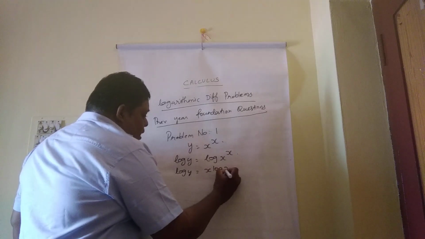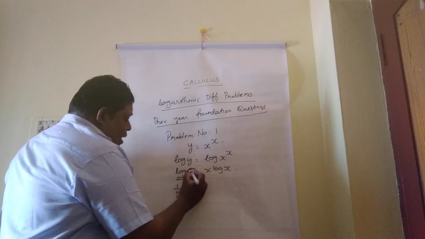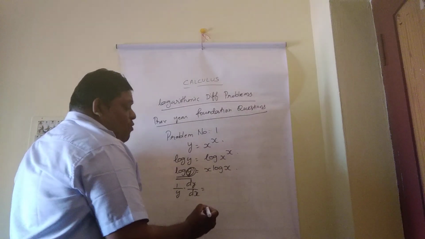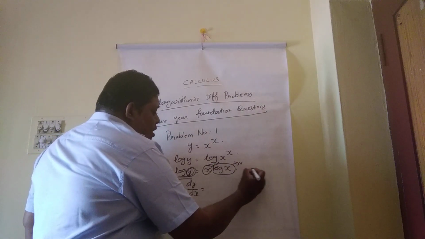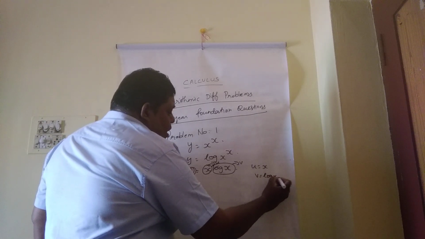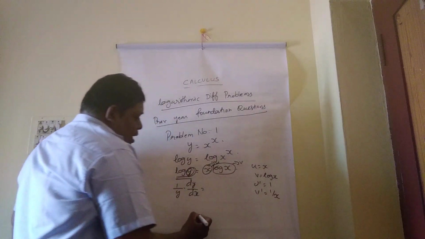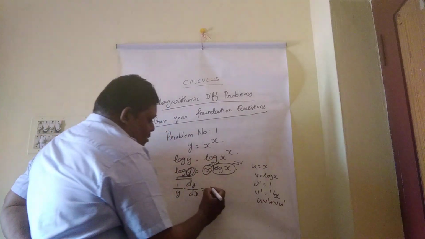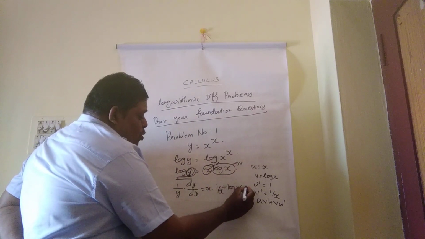x log x. The derivative of log y is 1 by y into dy by dx, equal to the derivative of x log x. Now use the uv method formula. u is equal to x, v is equal to log x. Now u dash is equal to 1 and v dash is equal to 1 by x. The formula is u v dash plus v u dash. So x into 1 by x plus log x into 1.